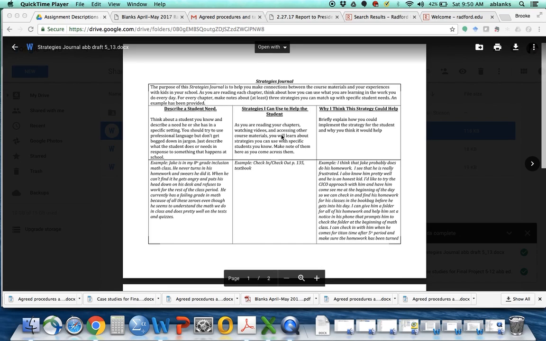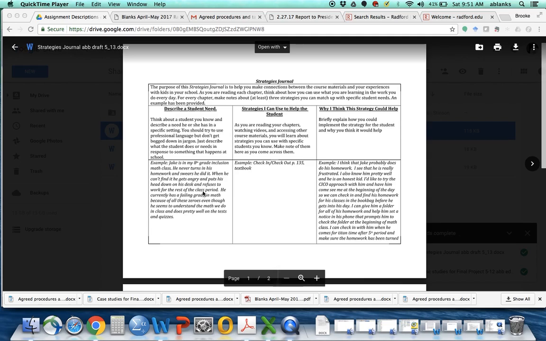So you'll identify 3 strategies. They could be 3 strategies that work for one student who has needs in a particular domain. They could be 3 strategies for 2 or 3 different students total per chapter. It doesn't really matter as long as you are documenting at least 3 strategies per chapter and connecting them to examples of kids you know, and then thinking about why the strategy can help. So in the first column, you're going to briefly describe the student, how you know the student, and what the problem is that you're aware of them experiencing.